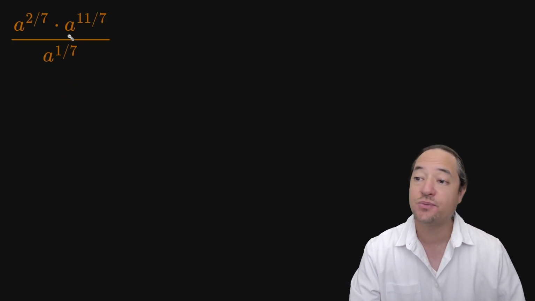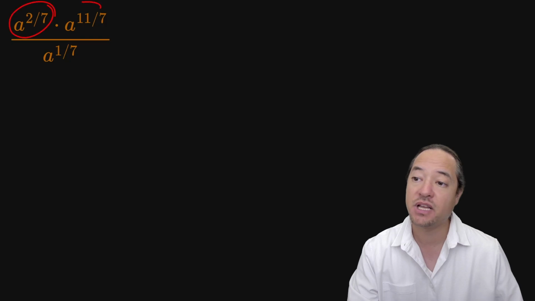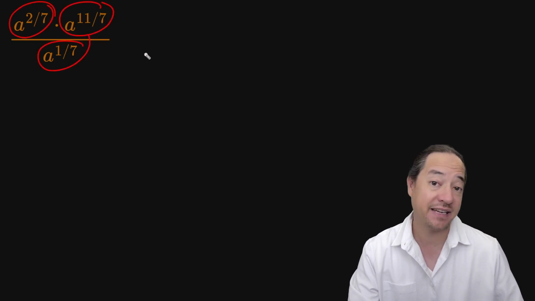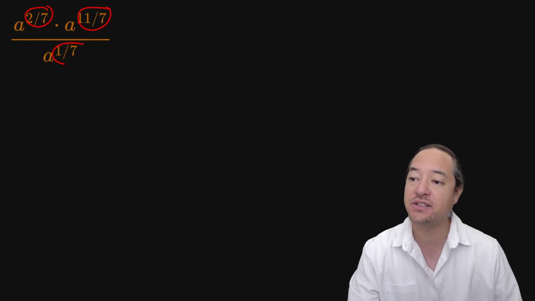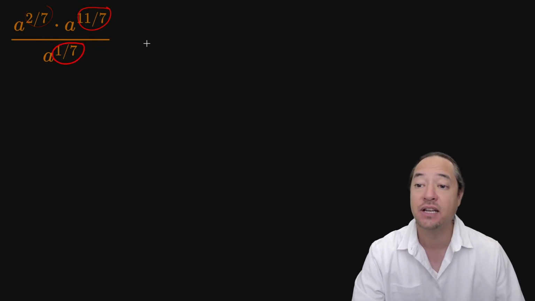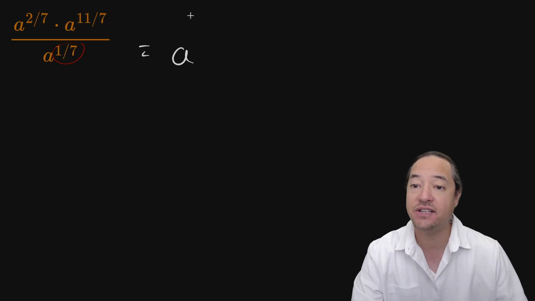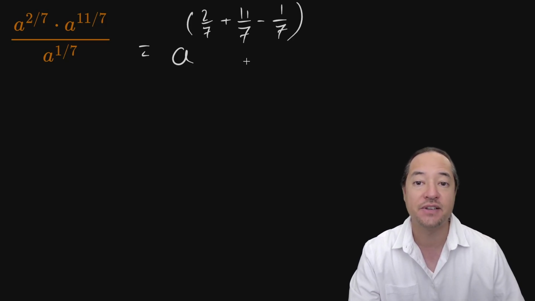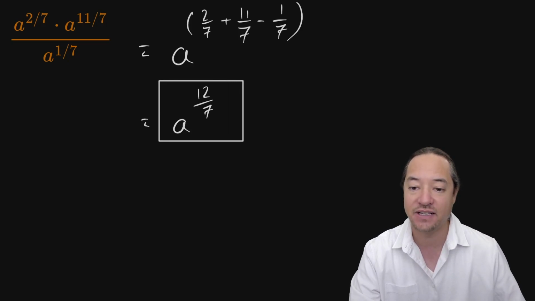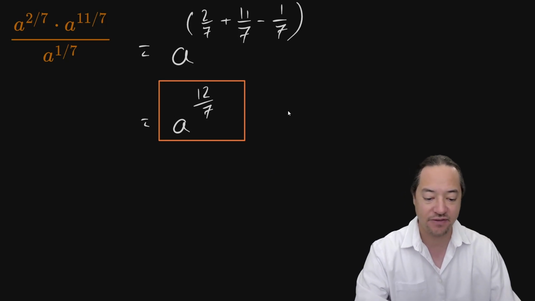All right, so this one here, again, we're multiplying a common base and then dividing a common base. So essentially we're going to add these 2 exponents and then subtract this one. This is going to be the same as a to the power of 2/7 plus 11/7 minus 1/7. If we do all that, 2 plus 11 is 13, minus 1 is 12. So this is the same as a to the power of 12 over 7. There we go. That's going to be our final answer.